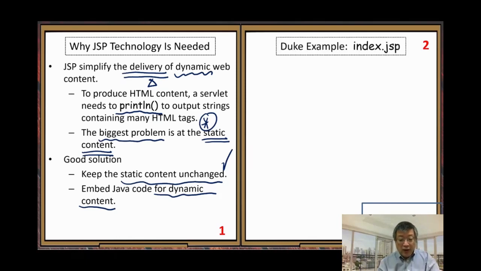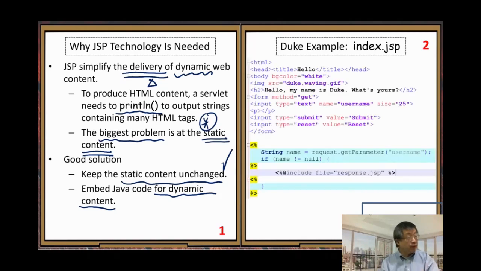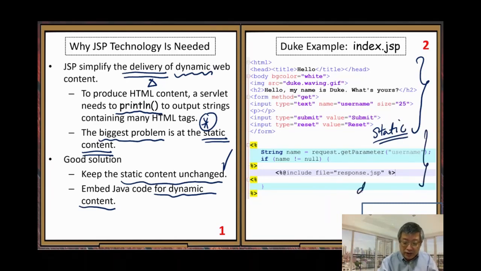Here I want to still use our Duke example. In our Duke example, we have two JSP files. Here, let us use the first one, called index.jsp. In this file, let me copy the content and put it here. You can see that basically there are two blocks of content. The first block is static, never changes, the regular HTML content. The second block, you can see, is dynamic.